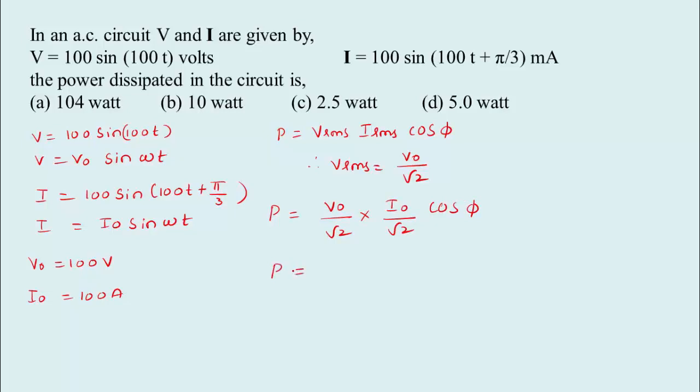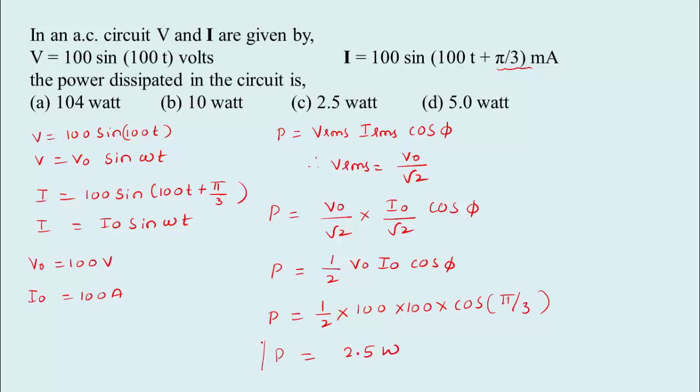Or we can write it as P equal to, so 1 by root 2 into root 2, we will get 1 by 2 V naught I naught cos phi. Now substitute the values. P equal to 1 by 2, V naught value is 100, into I naught is also the same, that is 100 ampere, cos phi. Phase difference is given in the above equation, that is pi by 3. So cos of pi by 3. Calculating these values, we will get power dissipation P equal to 2.5 watt. So 2.5 watt is the power dissipation in the circuit. 2.5 watt, that is option C is right.